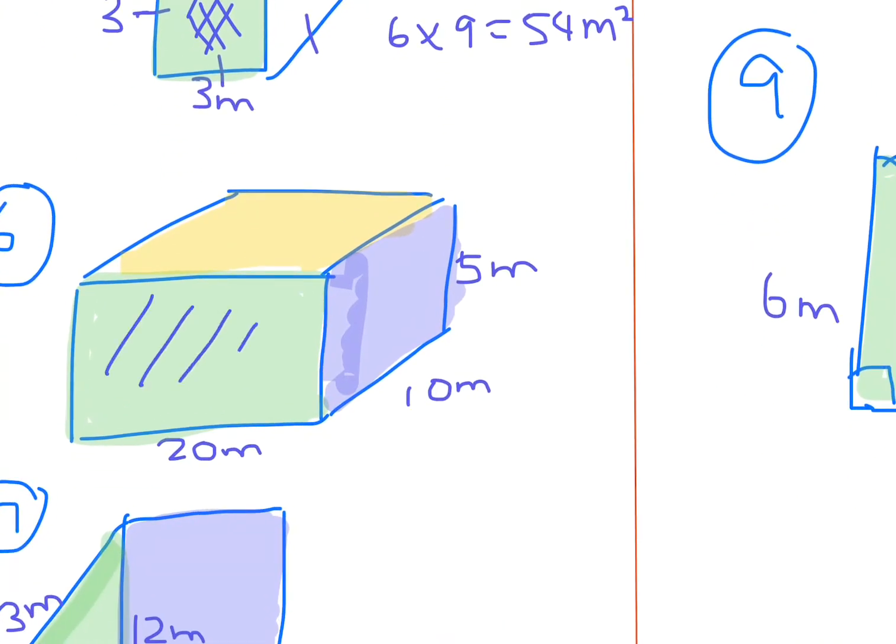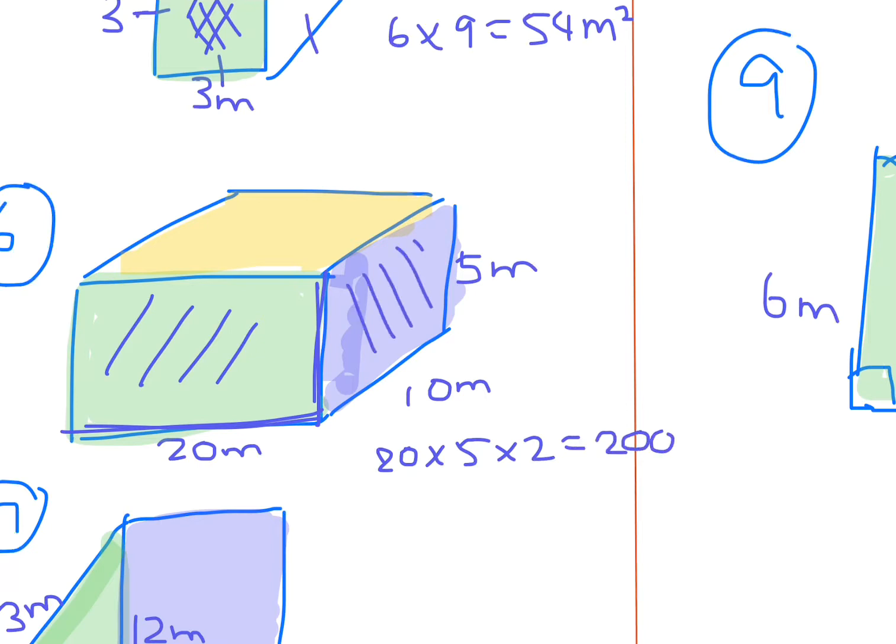Okay, this one here, so you do front and back. So you go 20 times 5. 20 times 5 times 2. So that's 100 times 2 is 200. This side, 10 times 5. So 10 times 5, which is 50, times 2, which is 100.